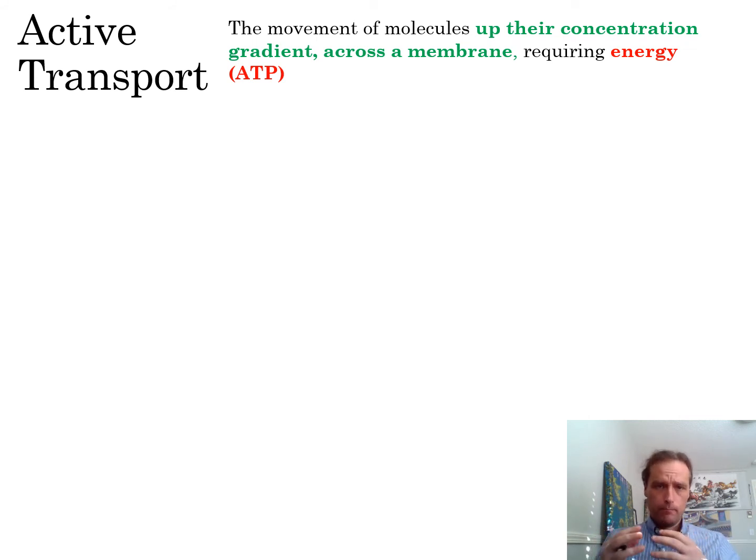What we want is to move from low to high concentration. So the cell's got to expend some energy. So here's your formal definition of active transport. It is the movement of molecules up their concentration gradient across a membrane, and it requires energy. So it's not the same as diffusion because it's going up the concentration gradient. It is not passive transport because it uses energy. That's why we call it active. It uses energy, particularly in the form of ATP.